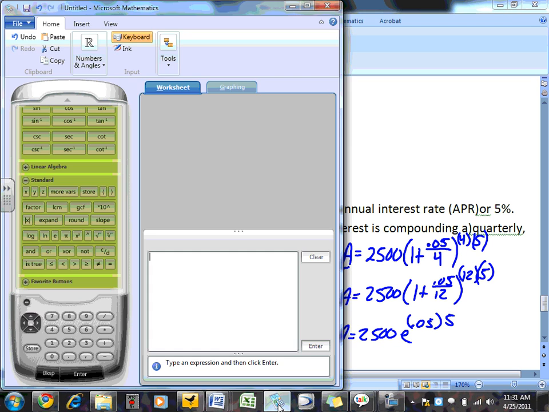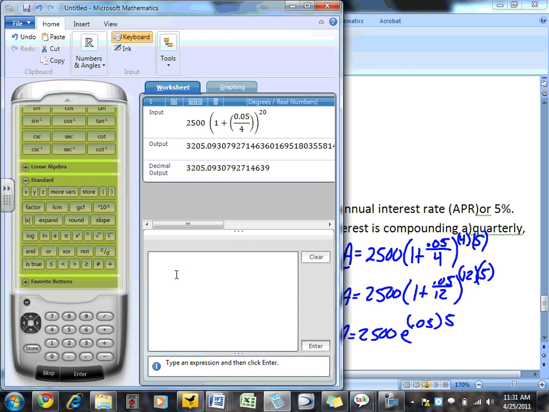Let me get my calculator up here. We can type this straight into our calculator. We can say 2,500 times 1 plus 0.05 divided by 4, all raised to the 20th power. And so after 5 years, our $2,500 is going to be worth $3,205 and almost 10 cents. Okay. So that was quarterly.